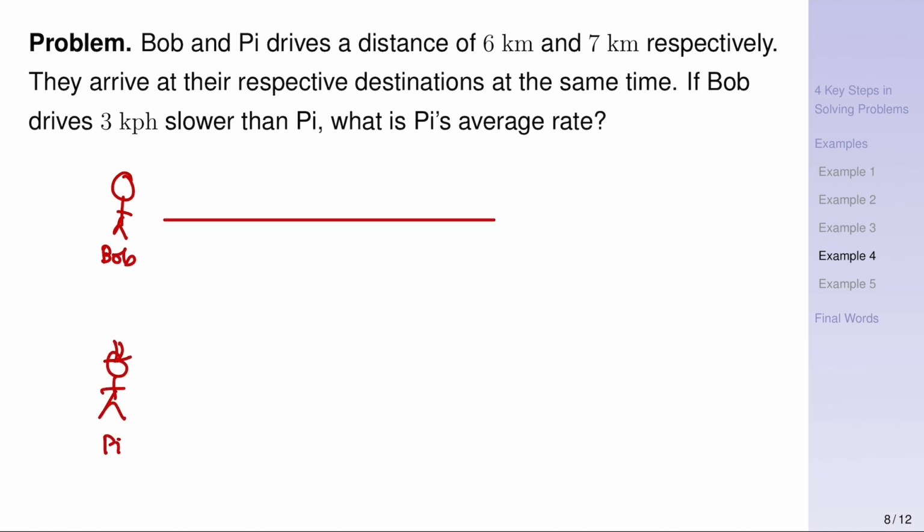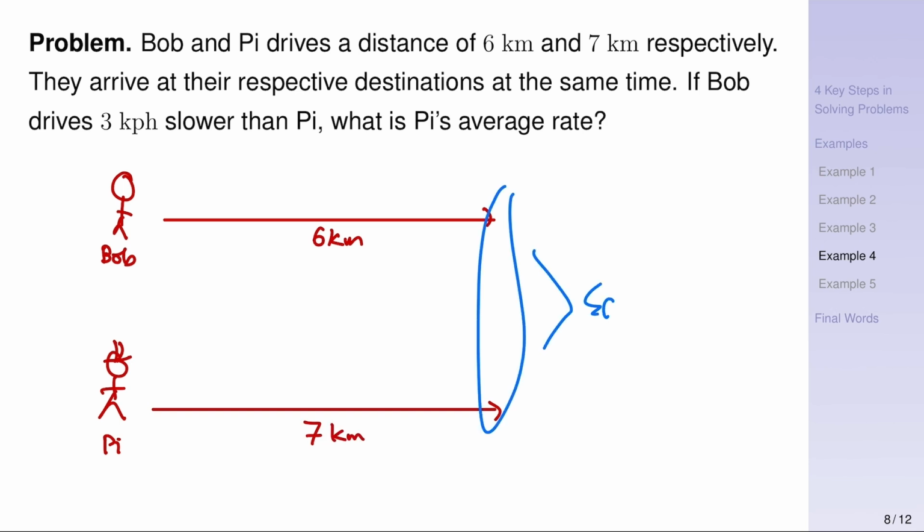They traveled a certain distance. For Bob, he traveled a distance of 6 kilometers. For Pi, he traveled a distance of 7 kilometers. And they arrive at their respective destinations at the same time. Our goal is to find the rate or the speed of Pi. So using these conditions, we can determine what Pi's average rate is.